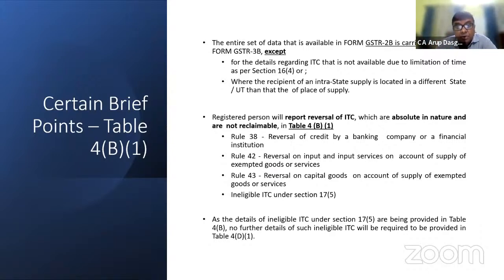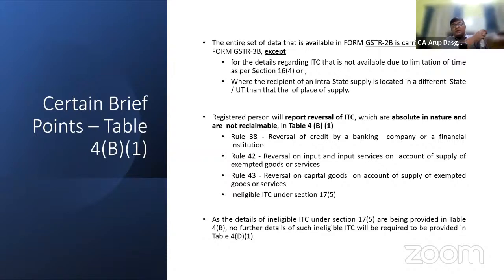Another ITC that I need to reverse under permanent reversal under 4B1 is the ineligible ITC under section 17.5. So till now, whatever ITC was ineligible, I did not care for it. So what is ineligible ITC? Which is blocked by section 17(5), like ITC on motor vehicles, ITC on insurance, ITC on health club, ITC on cabs, ITC on food and beverages, ITC on works contract, ITC on gifts, etc.